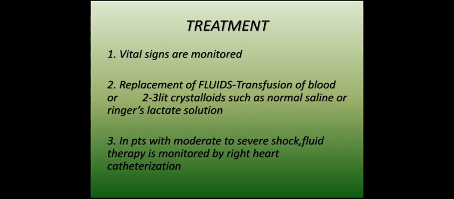Coming to treatment, first vital signs must be monitored. Replacement of fluids, transfusion of blood or 2 to 3 liters of crystalloids is the most common treatment, such as normal saline or Ringer's lactate solution. Ringer's lactate solution is also called Hartmann's solution, and it consists of sodium, potassium, chlorine in a concentration similar to the plasma. So it is the best and ideal treatment for hypovolemic shock.